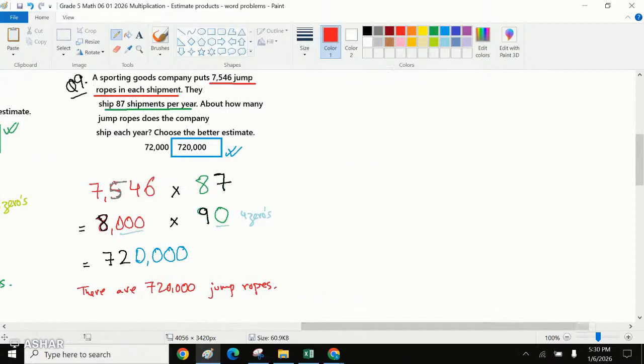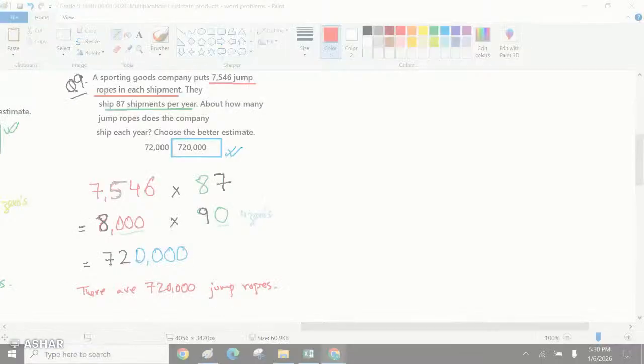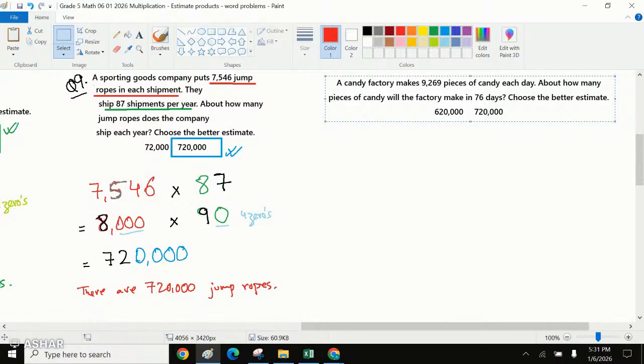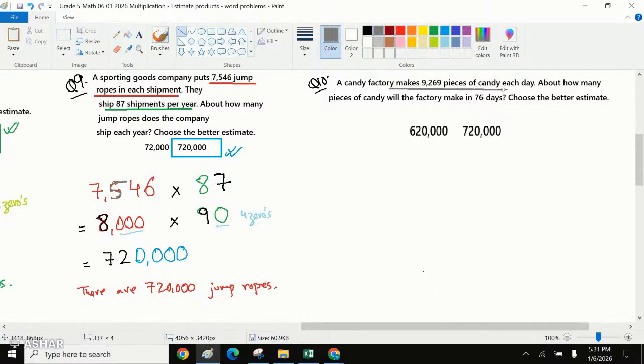Okay, great. Moving on further, let's do one more question and then we will do a few questions from the test, right? Let's do it quickly. A candy factory makes, let's do this quickly so that we have more time for our practice, these are the two estimates. A factory makes pieces of candy, 9,269 pieces of candies each day. How many pieces of candies will the factory make in 76 days, right?